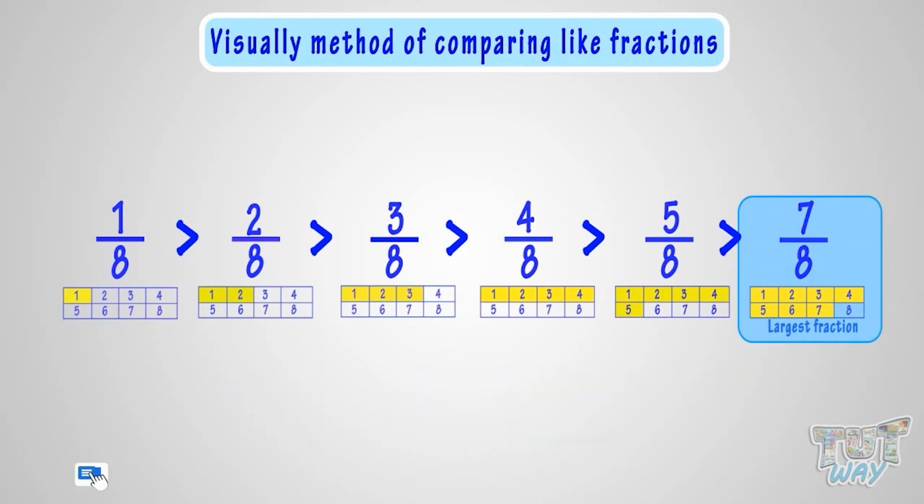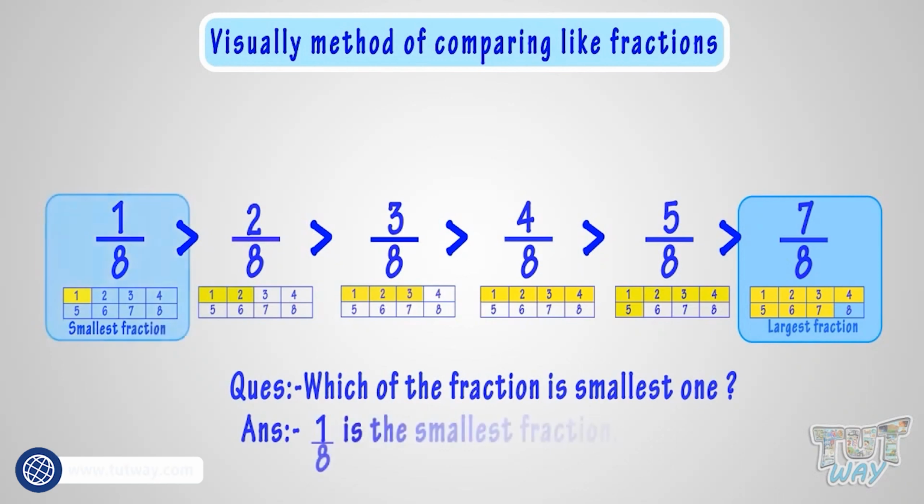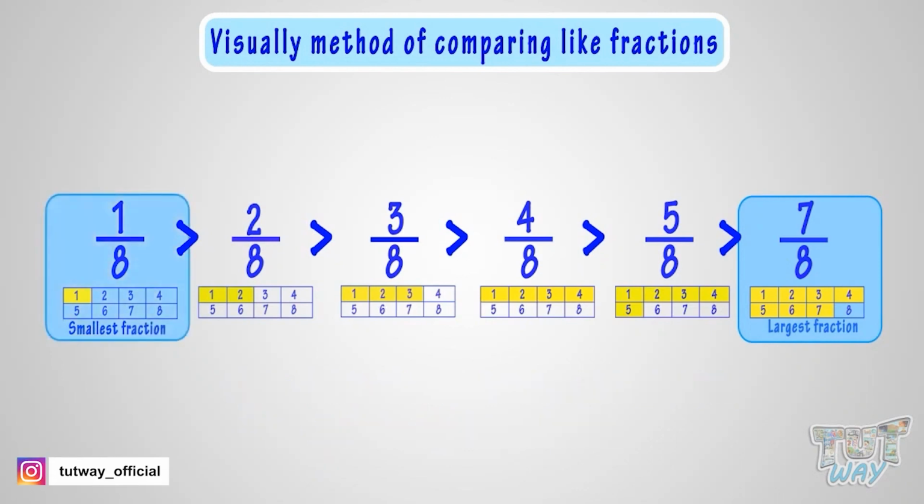And if I ask you, which of the fractions is smallest? You can visually judge and reply that 1/8 is the smallest fraction. So this was the visual method of comparing like fractions. Now, we will be learning another method of comparing like fractions.